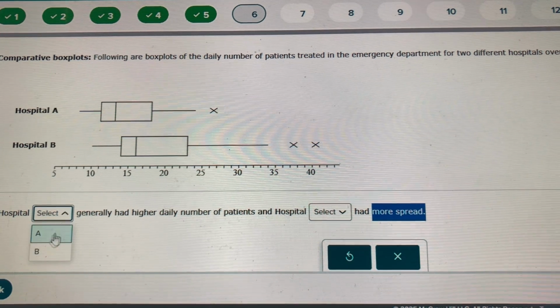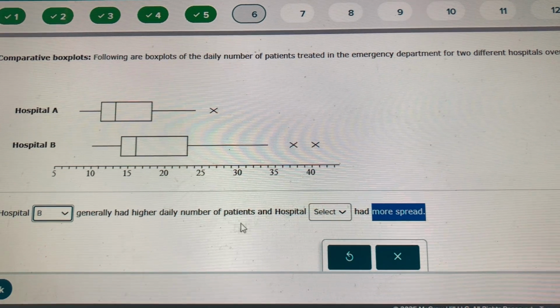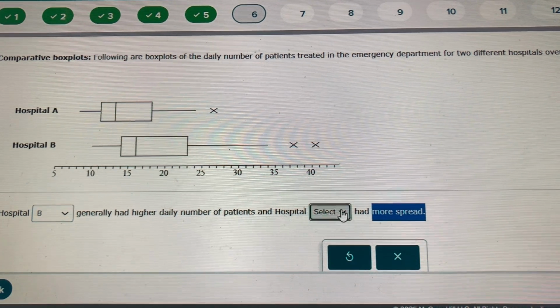So hospital B generally has a higher daily number of patients. Oh, no, okay, so that's about the average there. This first part's about the average. Yeah, B definitely has a higher average than A. And B is also more spread out, and that doesn't have to be the case. The one with the higher average could have a smaller spread to it, actually.